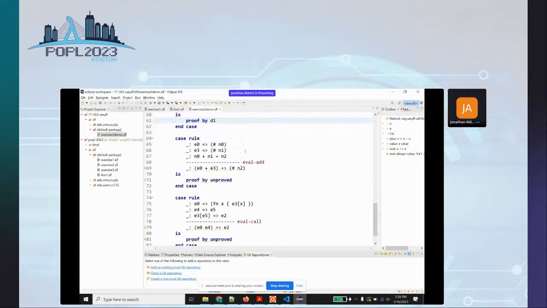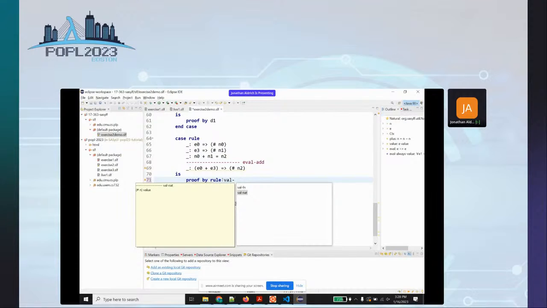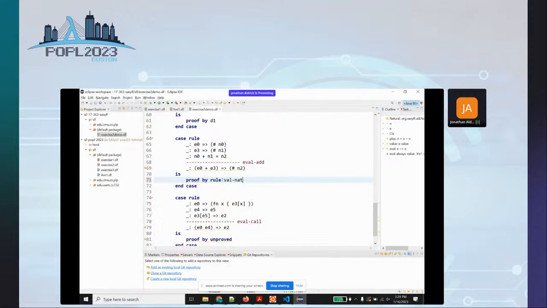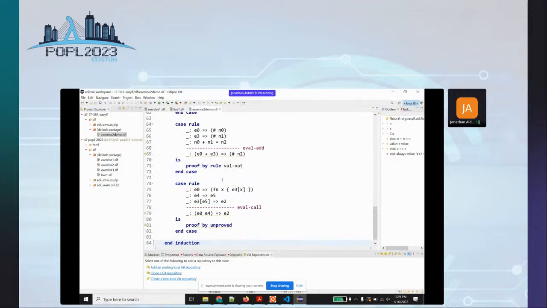This is like the simplest proof ever. So let's say we're doing a val add. We have to show that this thing we're developing is a value. So how do we know that a number is a value? There's a rule, I think val num. You can say val and then do control space. Oh, look at that, autocomplete works. Okay, valnat. That's easy.